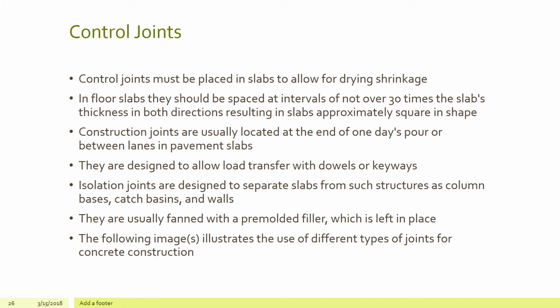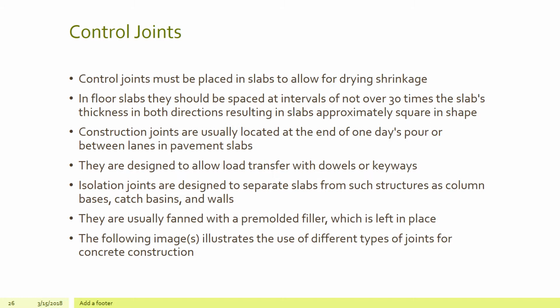Control joints must be placed in slabs to allow for the drying and shrinkage effect that's going to take place. In floor slabs, they should be placed at intervals that are not over 30 times the slab's thickness and in both directions, resulting in basically a square shape.